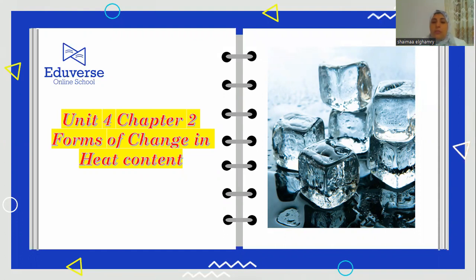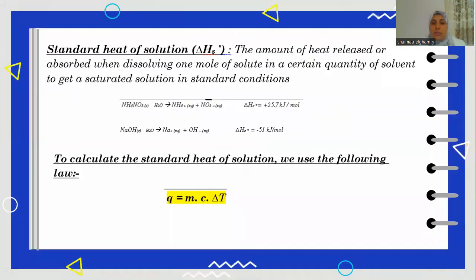We're talking about the change in heat content accompanied with the physical change in the first lesson, and the second lesson is accompanied with chemical change. The change in heat content accompanied with physical change, like the heat of solution or the standard heat of solution, is the amount of heat released or absorbed when 1 mole of solute is dissolved in a certain quantity of solvent to get a saturated solution in a standard condition.